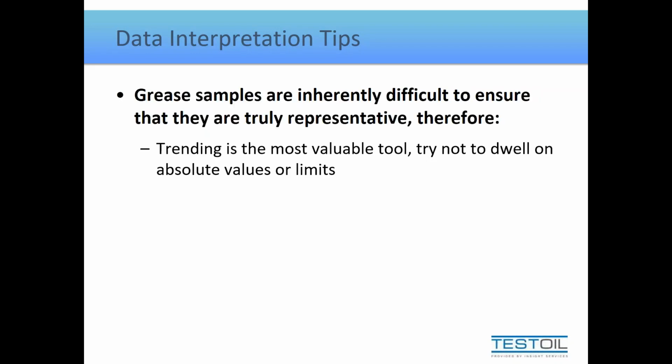Try not to worry too much about what the actual numbers are, especially when you're comparing one system to another. Look at the trend. If it's not increasing, it's probably not a problem. And if it is increasing, regardless of how low the results are, it's probably indicating a greater problem than a sample that's stable with higher values.